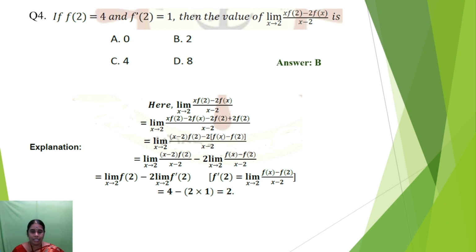In that formula, here a is nothing but 2. So, we substitute limit x tends to 2, f of 2 minus 2 into limit x tends to 2, f dash of 2. We know both the values, f of 2 and f dash of 2, in the question. Substitute the values and we get an answer of 2, which is option B. So the value of limit x tends to 2, x into f of 2 minus 2 into f of x by x minus 2, is nothing but 2.